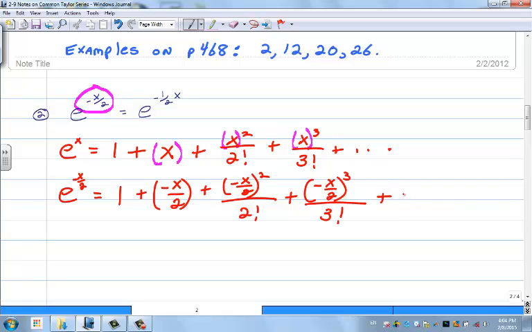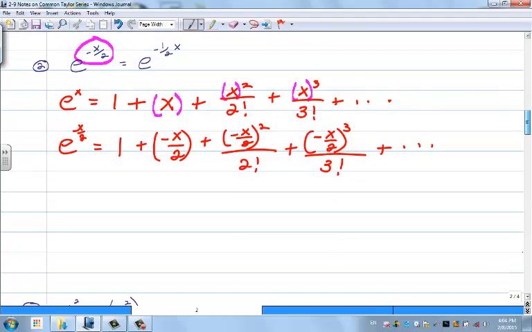And then you just do the plus dot dot dot to indicate you're going to keep going with that. And now we're going to simplify, and we're going to see if we can find some sort of a pattern. It's always good to look for the pattern.